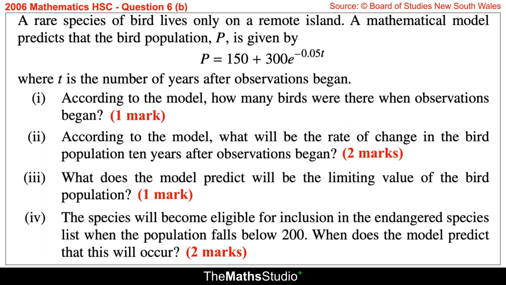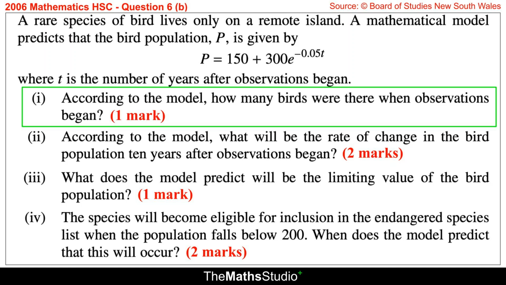Question 6, Part B. A rare species of bird lives only on a remote island. A mathematical model predicts that the bird population, P, is given by P equals 150 plus 300 times e to the power of negative 0.05t, where t is the number of years after observations began. Part 1. According to the model, how many birds were there when observations began?